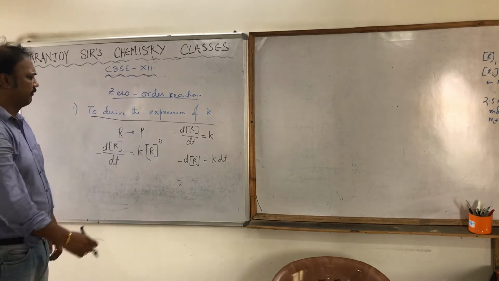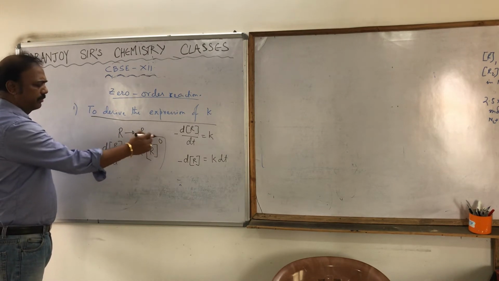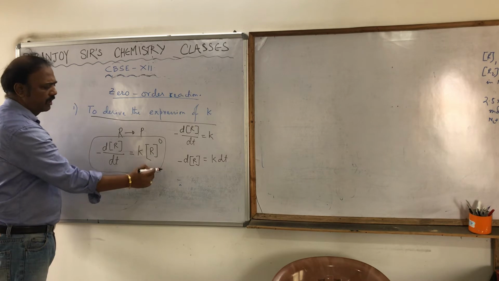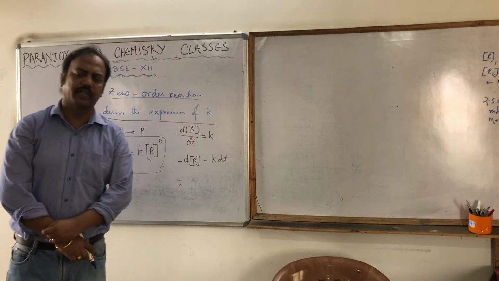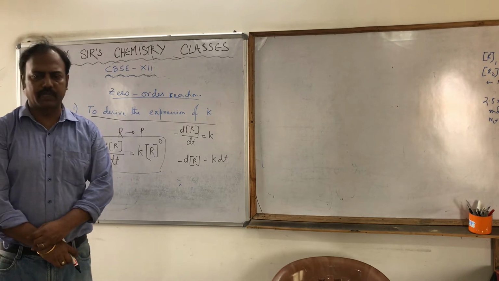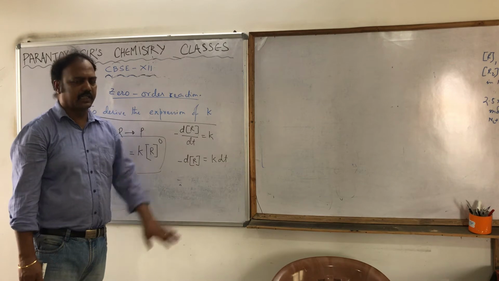The physical concept of order is already done over here. In this first expression only the physical concept of order is done. Then we are just going to do a little bit of mathematics, derivation, simply to get the value of K. Okay, so minus d[R] is equal to K dt.